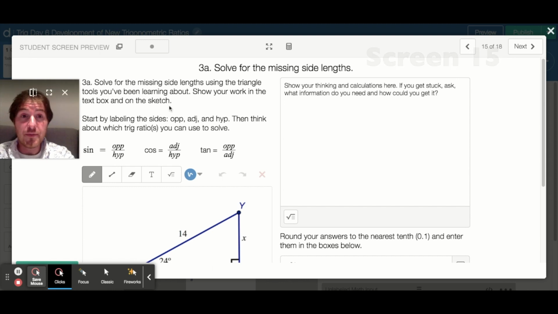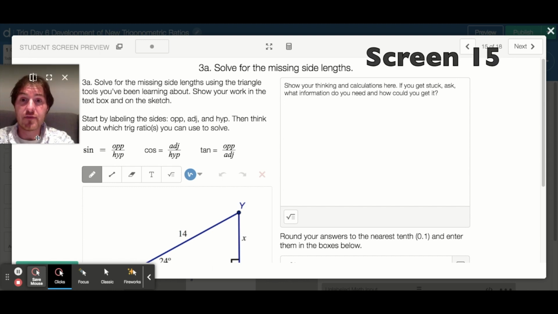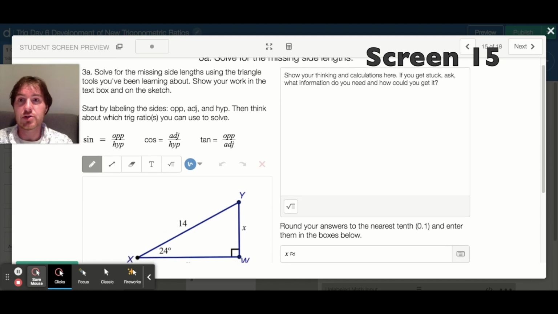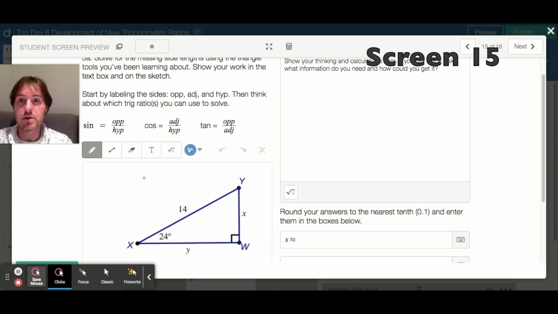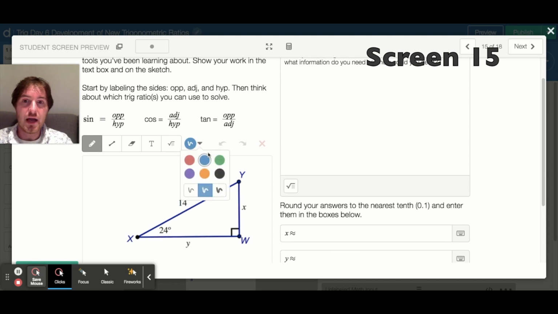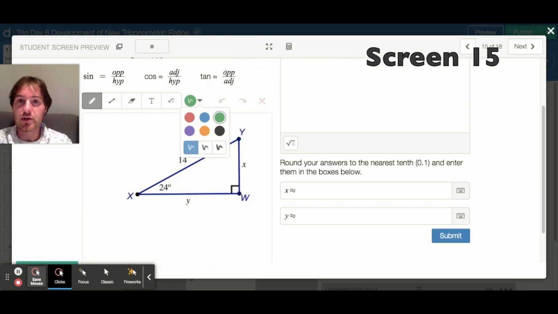Okay, another problem that you have here. So it looks like you have another problem to solve. So let's go ahead and do this one here. Solve for the missing side lengths using the triangle tools you've been learning about. Show in length text box and the sketch. Okay, I'll just do it in the text box here, because maybe you can see what I'm doing a little bit more clearly. Okay, label the side lengths here. I think that's pretty important.